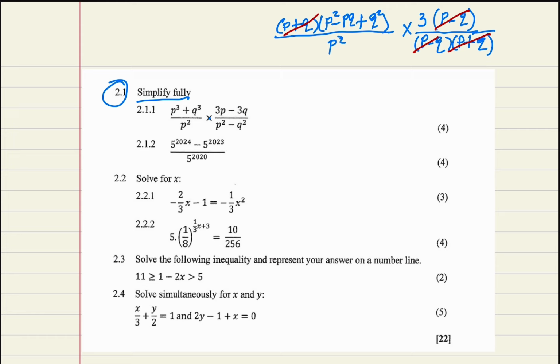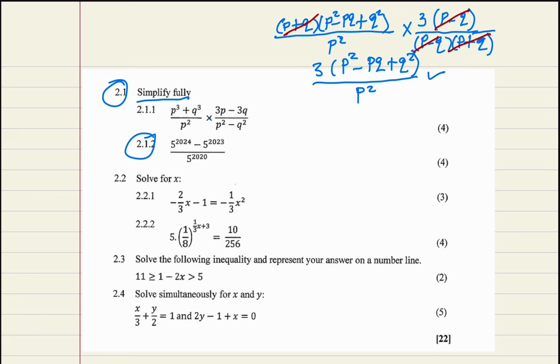Hence we are left with what? We are left with 3 into p squared minus pq plus q squared all over p squared. So that is how we simplify number 1 for 4 marks, okay? Then number 2, on this one, firstly, what do we do there?